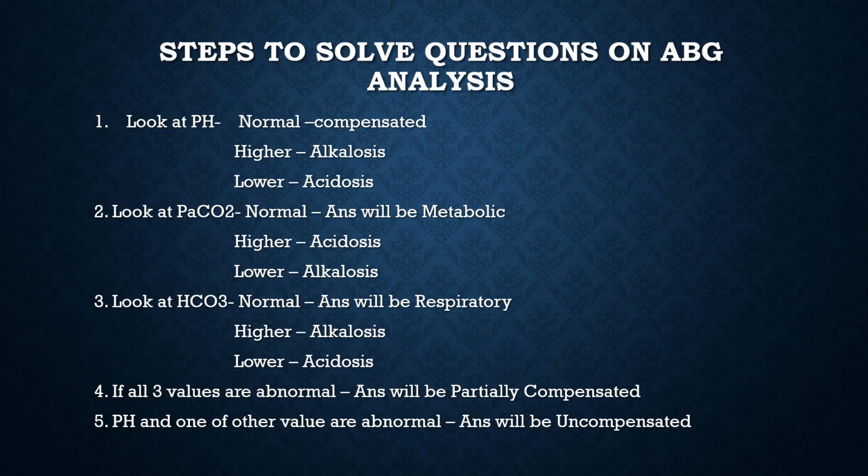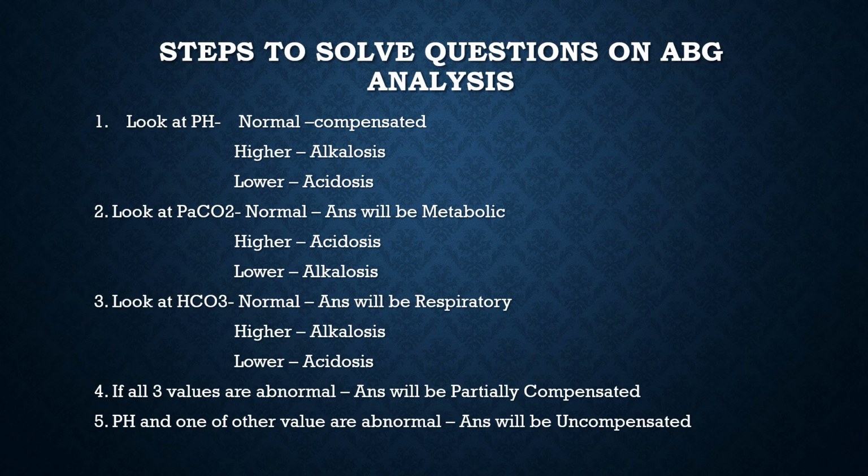The third step is we will look at HCO3. If HCO3 is normal, we will call it as respiratory problem, because HCO3 is not taking part and PaCO2 is taking part. That's why it will become respiratory problem. The other thing, if HCO3 is higher, it will become alkalosis. If it is lower, it will become acidosis.